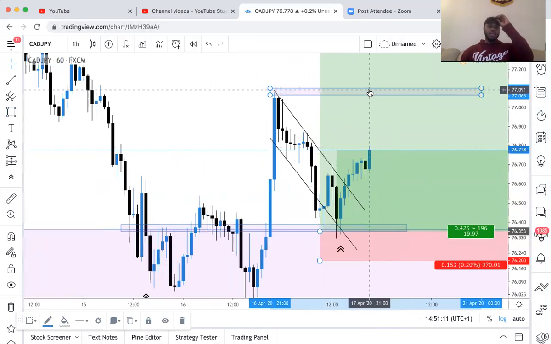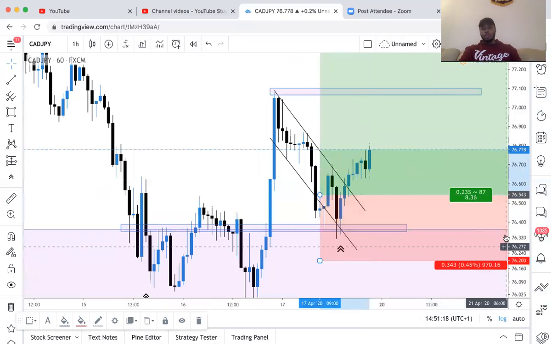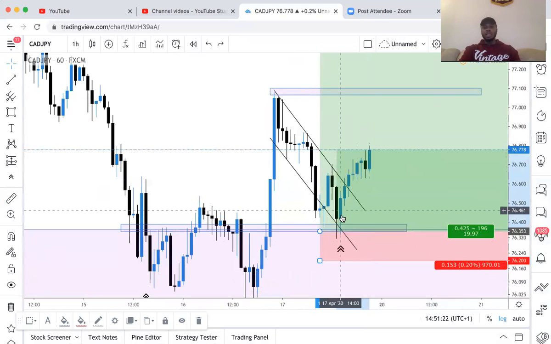I don't wait for any confirmation candles. If I waited for a confirmation candle on this one, then my stop loss would have to be like this. So my stop loss would be, what, 34 pips. So I don't wait for a confirmation candle. Once it gets into my zone, that's my entry.